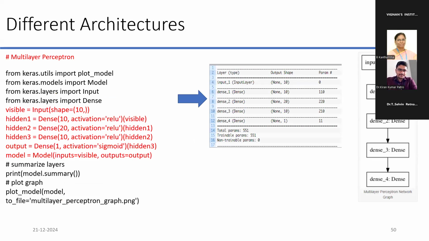Now I will move to different architectures. What are the architectures available in deep learning? On the left side you will see a Python program. First you import different packages for deep learning. Just now I told you, you can import Keras layers. This is called a multi-layer perceptron. In an artificial neural network you have one input layer and one output layer, and in between there are hidden layers. If you have more than two hidden layers, say 3, then it is called a multi-layer perceptron.